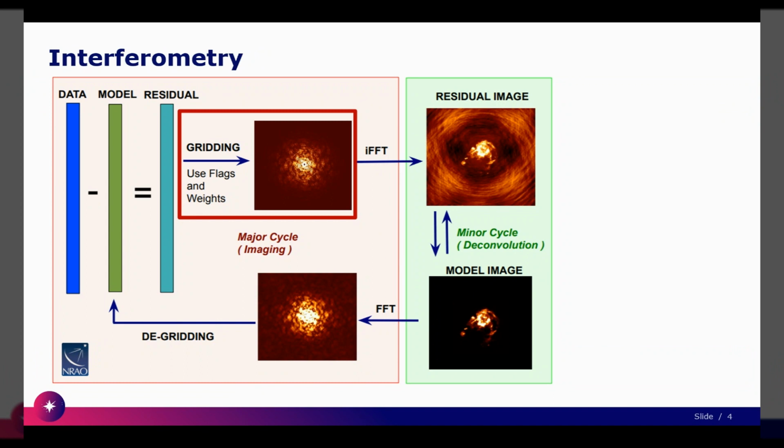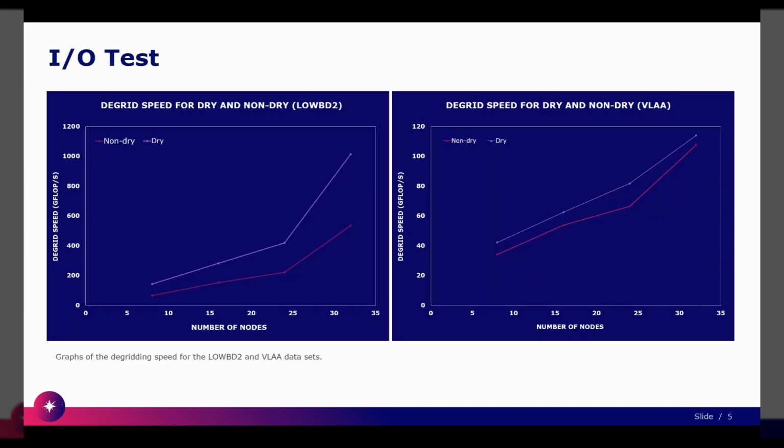After learning the basics of interferometry, I moved on to running an input-output test on Pawsey's supercomputer, Setonix, to test the degrid speed. We ran a dry and non-dry test where visibility data results were not written with the dry test. As you can see in both the datasets, which is SKA Low and datasets for the Very Large Array, the dry run was much quicker in both, as usually writing out the visibilities is always a bottleneck for any task.